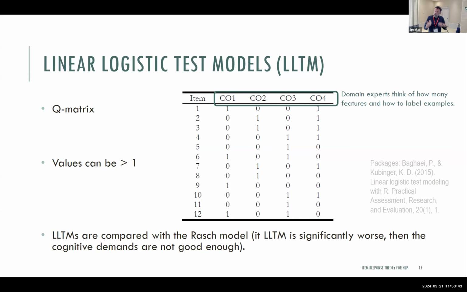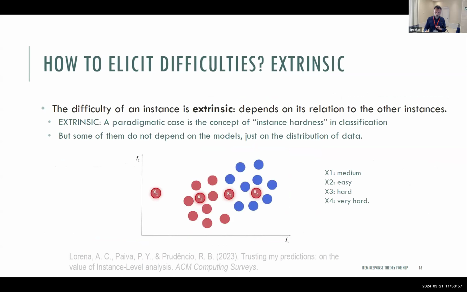You start with these proxies of difficulty, and the system is going to learn the coefficients, okay? So you help the system in terms of the difficulty, and then you have this mapping, and then you can learn these coefficients per item.